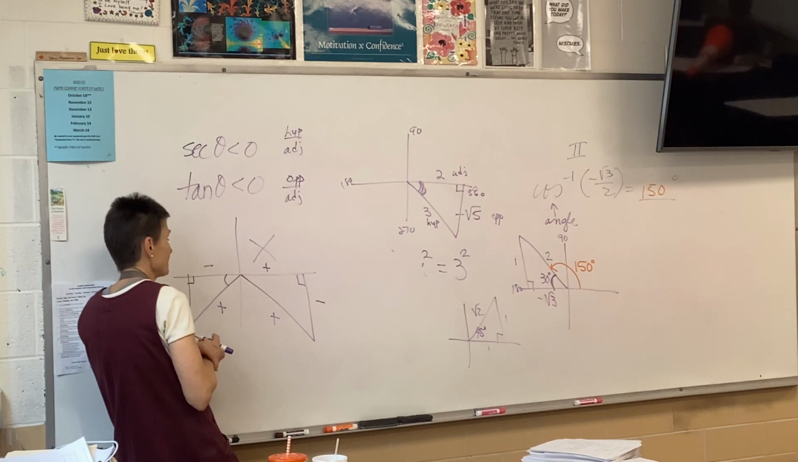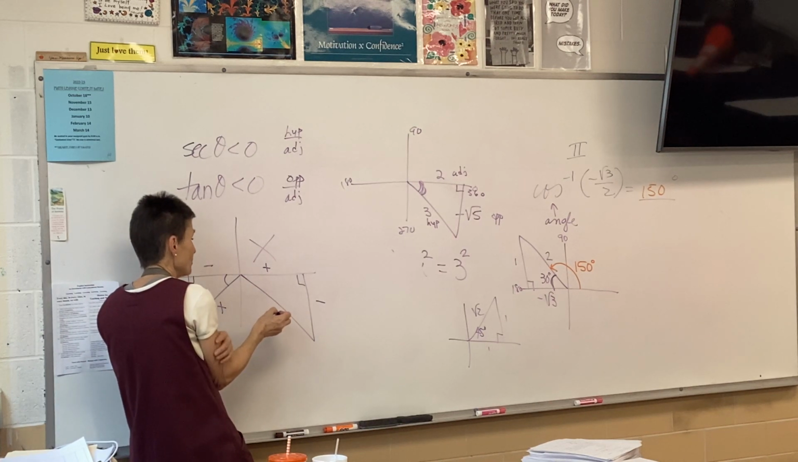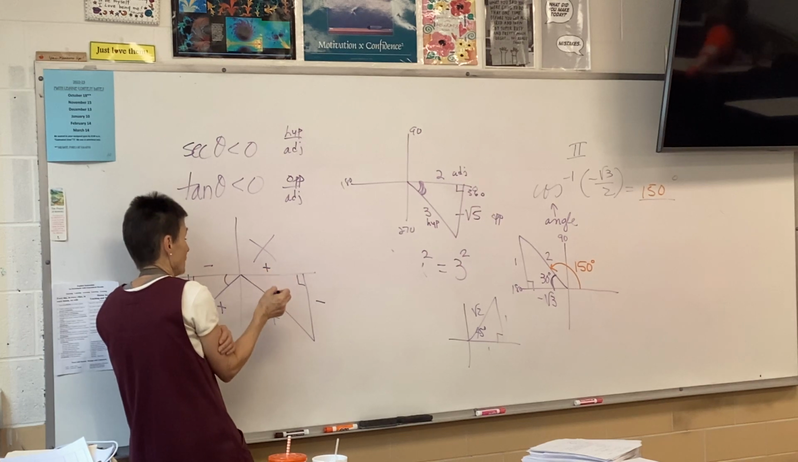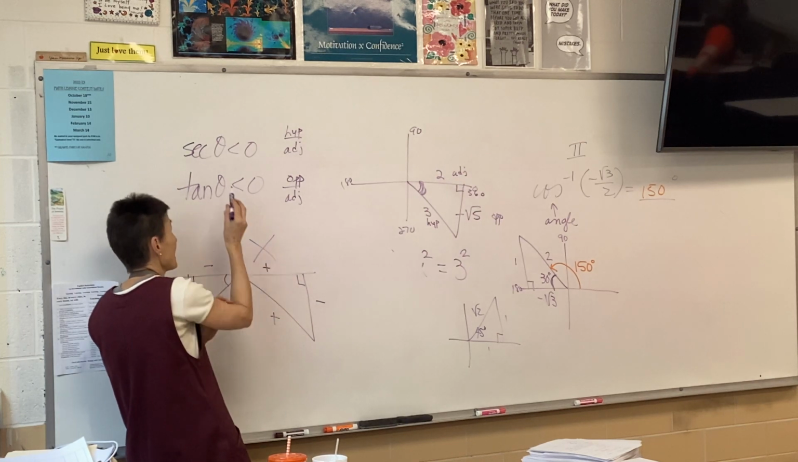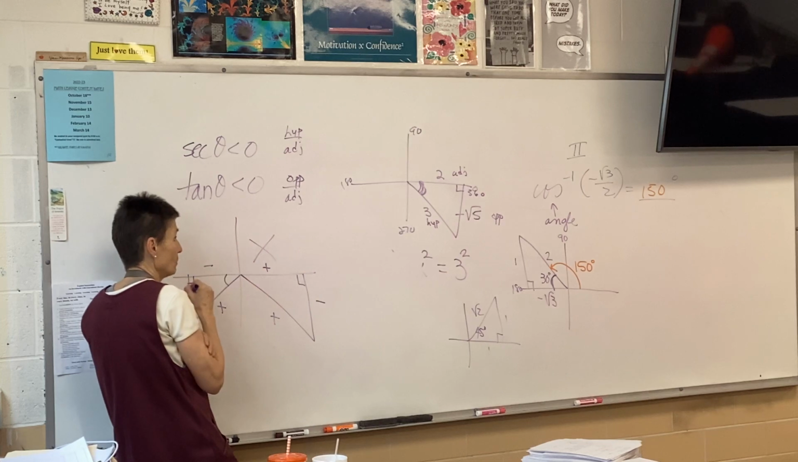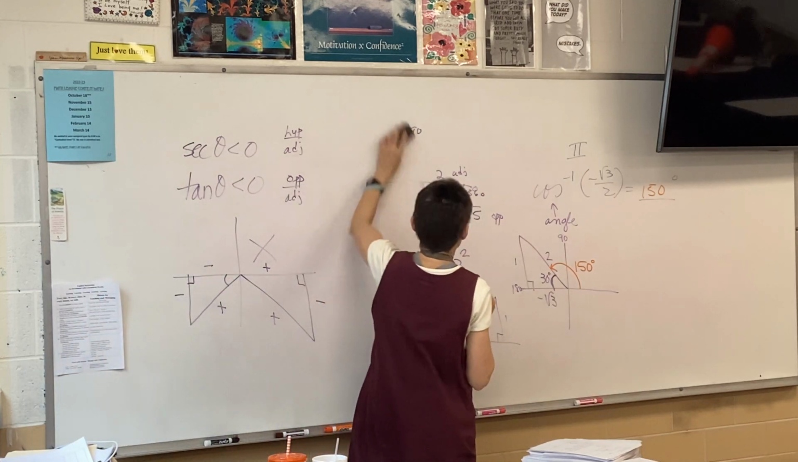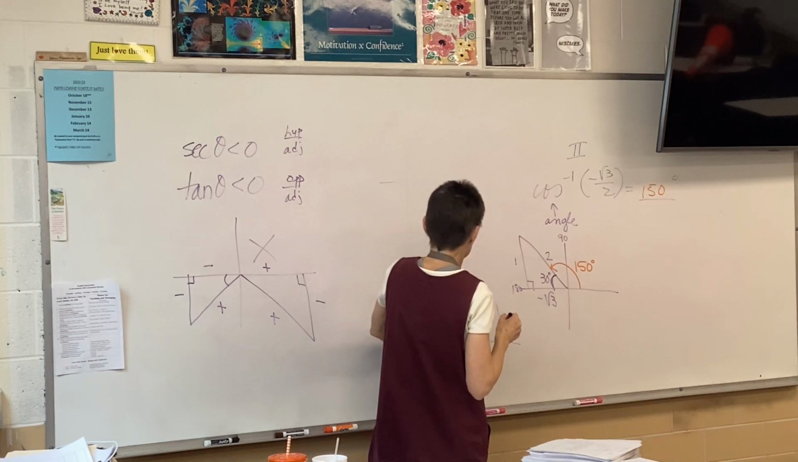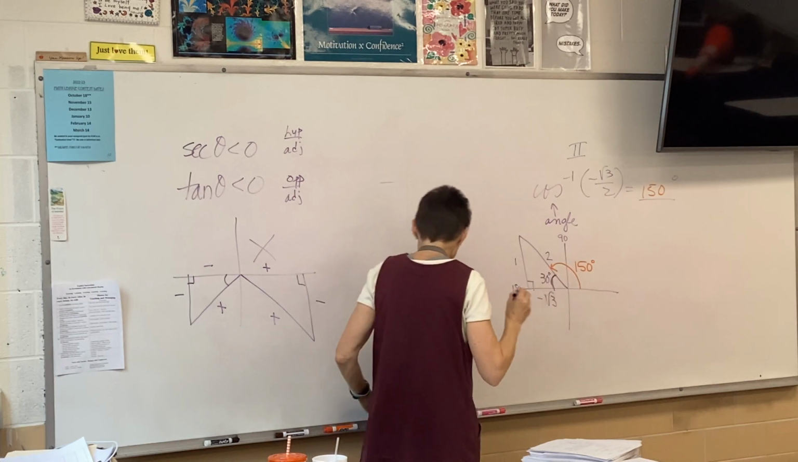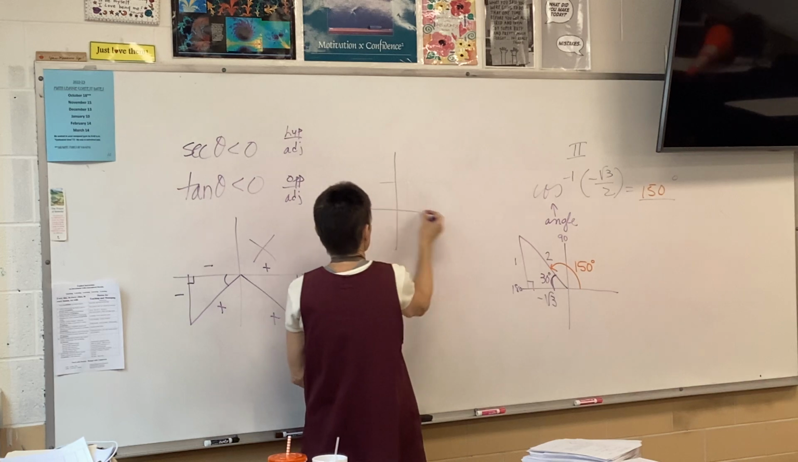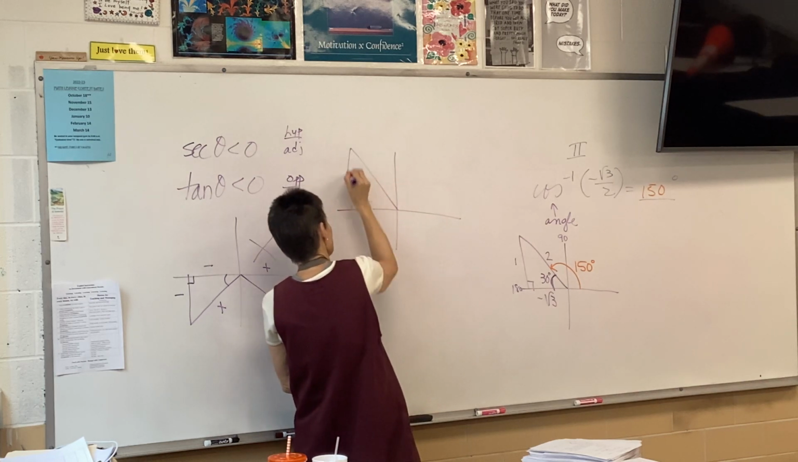I want secant. Secant is hypotenuse over adjacent. Is that negative? No. It must be quadrant 2. It has to be a quadrant. I mean, there is an answer. There will always be an answer. And I've eliminated everything else.